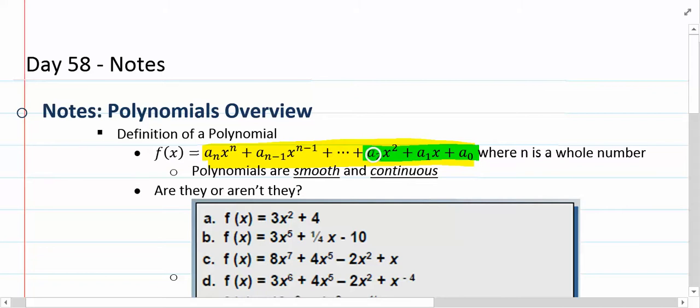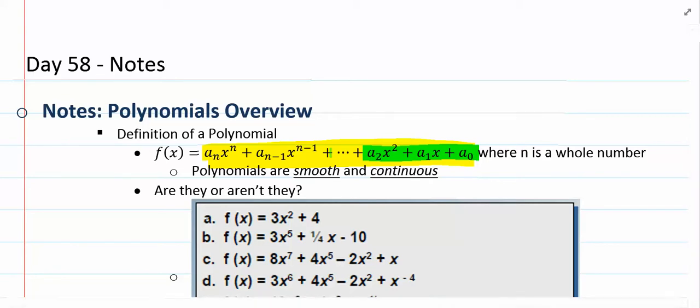Instead of using a, b, and c as different letters here, we're calling this a sub 2, a sub 1, and a sub 0. We would run out of letters to use if we had a polynomial larger than 26, right? If I called this a, b, c, d, all the way down to z, we'd have room for 26 terms in the polynomial. But sometimes polynomials can get larger than that.